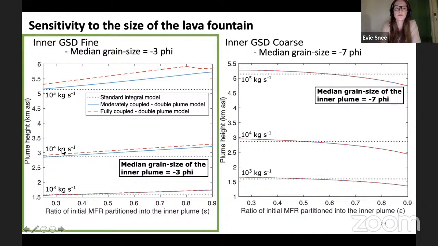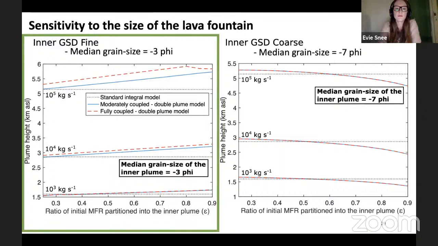Once again, we have three different eruption sizes we're exploring. And we have three different lines for each of these different eruption sizes, where the dotted black line corresponds to a tephra plume without a lava fountain, modeled by the standard integral model, which you can see is once again straight, because it's not sensitive to the size of the lava fountain since it doesn't exist in this case. And then the colored lines correspond to the case where we have a tephra plume coupled with a lava fountain, where blue is a moderately coupled scenario and the dashed red is a fully coupled scenario.